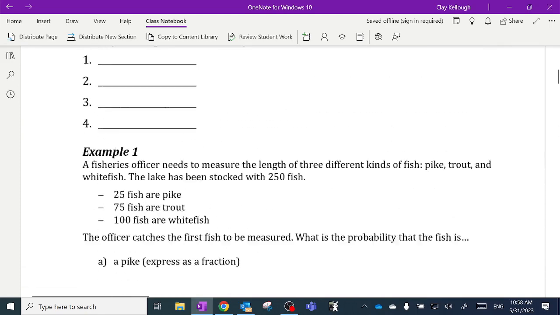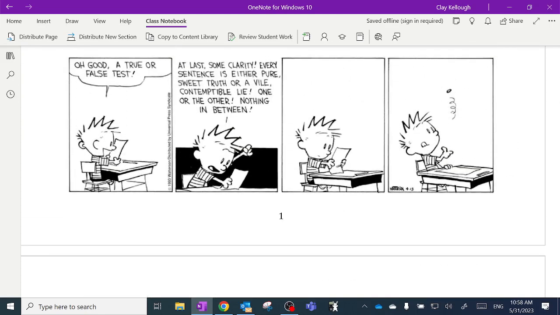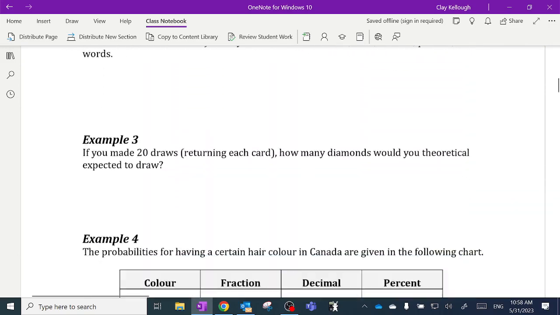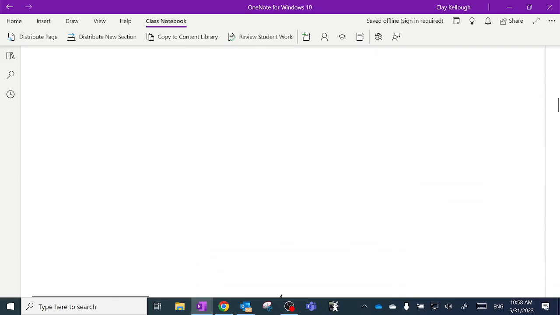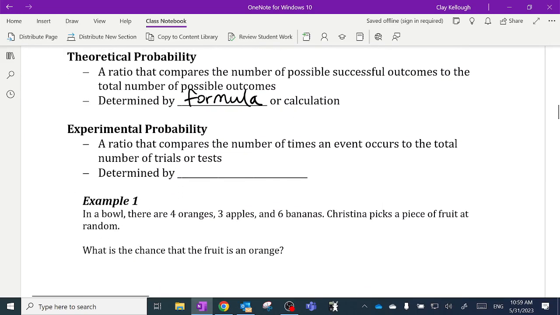Remember this cartoon from 2 days ago? If I were Calvin, I would expect by theoretical probability that this strategy on my true-false test should give me a mark of 50%. That is theoretical probability. Now, is that what happened? Not necessarily, because what happens in the real world when you try stuff is called experimental probability. It's a ratio that compares the number of times an event occurs to the total number of trials or tests, and it's determined by experiment.